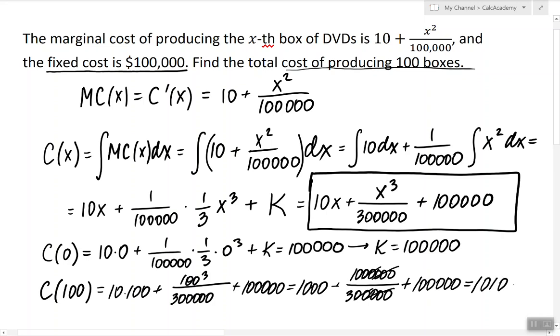101,000 and $3, and if we round to hundredths, 33 cents. So this is the total cost of producing 100 boxes of DVDs according to the given marginal cost function.